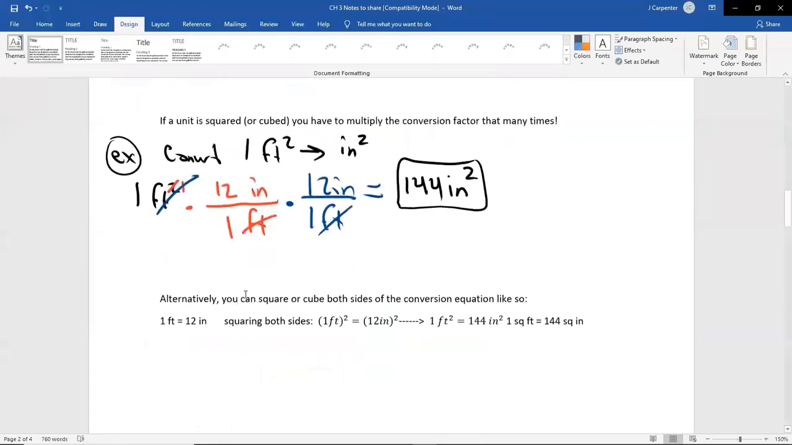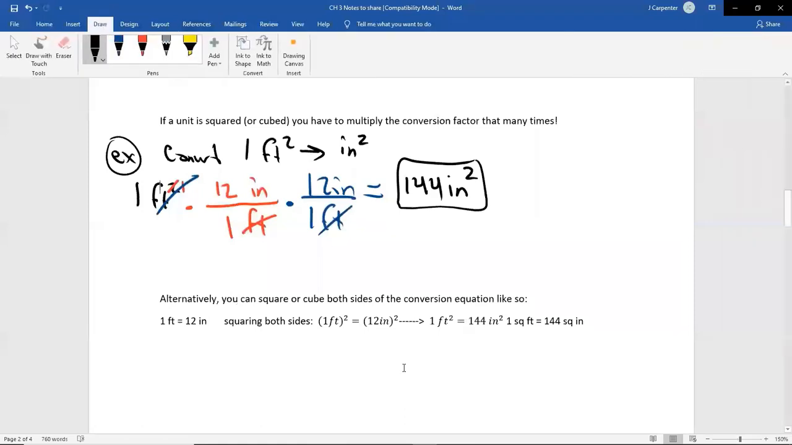All right, so the alternative method is you can square or cube, whichever is relevant to the problem. It might have sounded like I said irrelevant. I should have said relevant. I was just speaking too quickly. Alternatively, you just take the conversion factor and square or cube both sides, in this instance, squaring both sides. So this is the original conversion factor, but not written as a fraction.